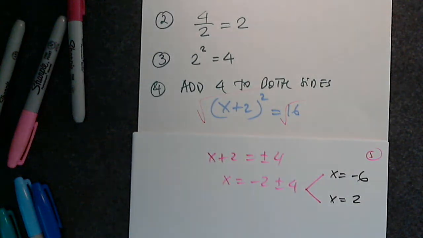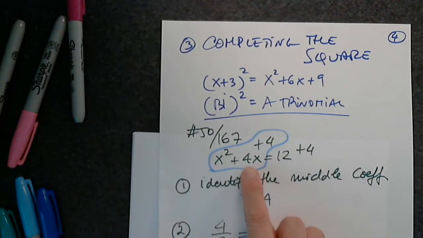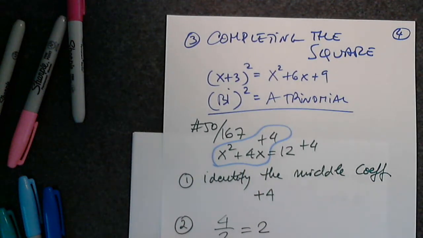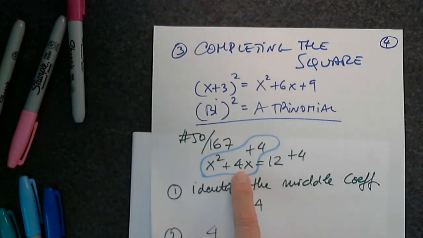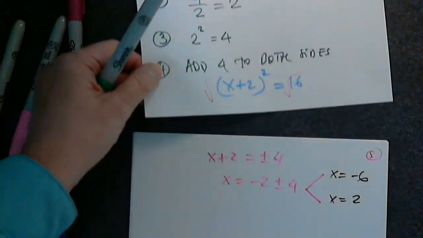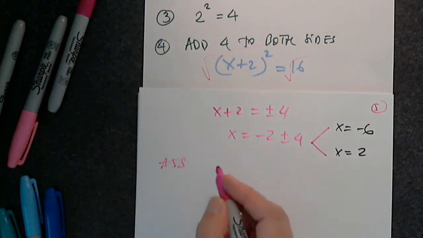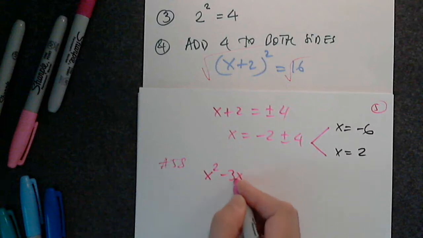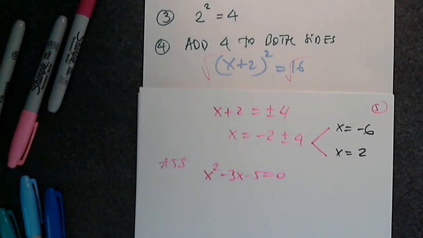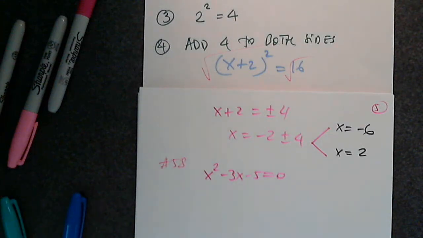Now, of course, this was a nice problem because this number was divisible by 2. But if it's 3 or 7 or 5 or 11, it's not going to be as nice as this one. So let's look at one such example. Let's say 58. 58 is x squared minus 3x minus 5 equals 0. Can anyone walk us through the steps?